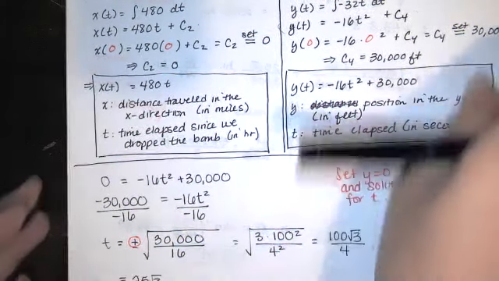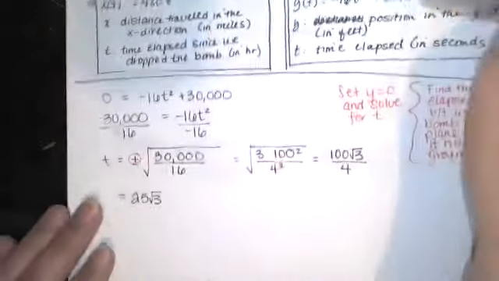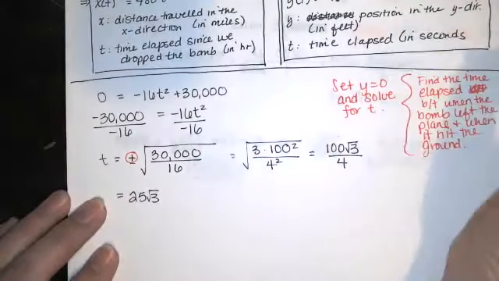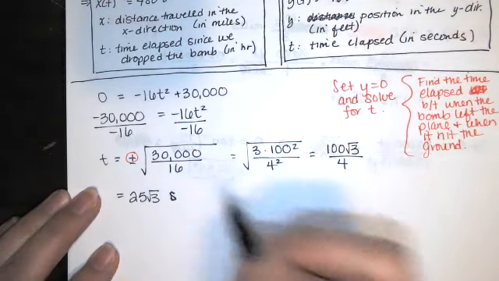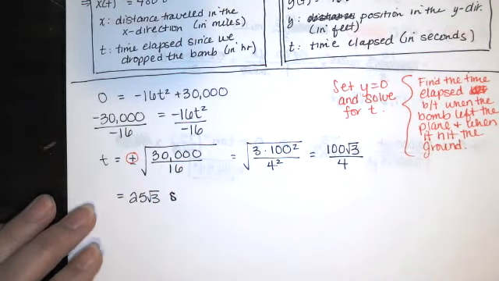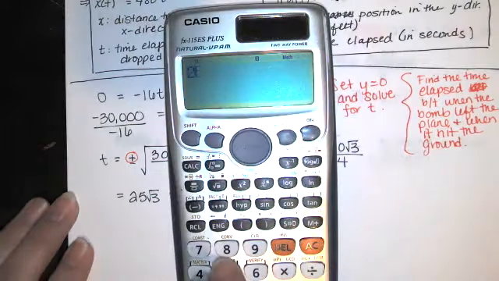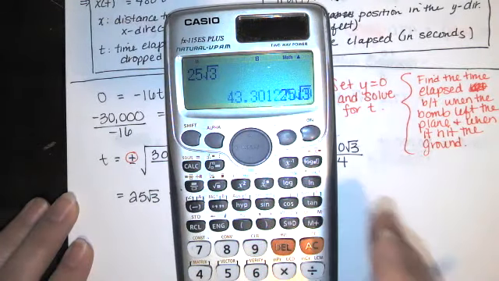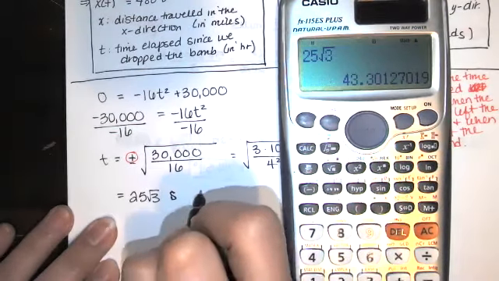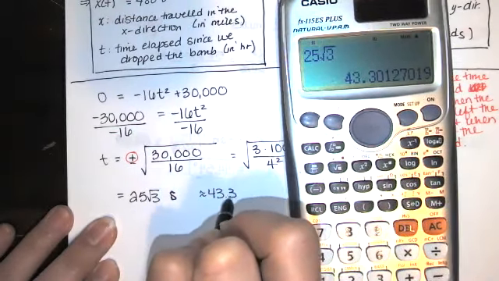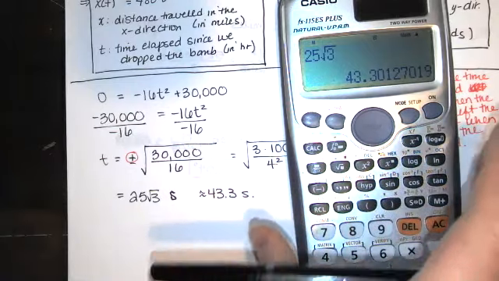Now careful. This is the time elapsed in seconds. 25 square roots of 3 seconds. And that's the exact number of seconds. We get a decimal approximation of approximately 43.3 seconds. And that's not what they asked us for, though.